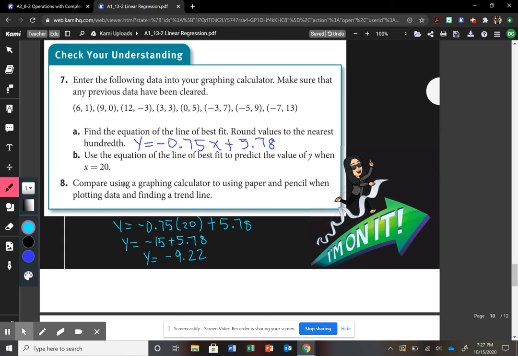Okay, so I'm going to leave this one up to you. Compare using the graphing calculator to using paper and pencil when plotting data and finding a trend line. So you can find a trend line and then do the same thing, find the slope, the y-intercept, and see if you get around the same value. So when we look at this data, it's just data, right? It doesn't tell us what it is. I was going to talk about the slope in context, but we don't have context here. Okay.